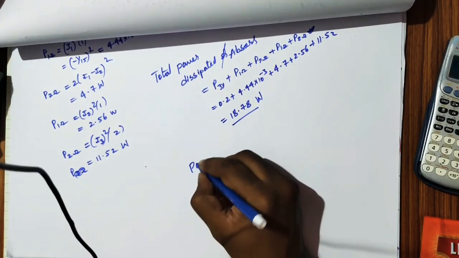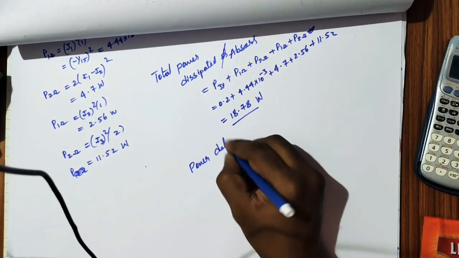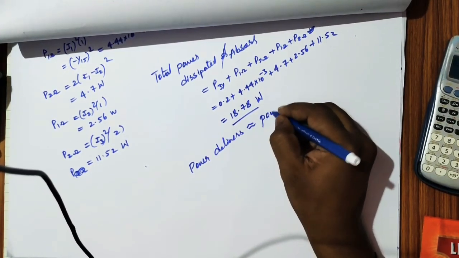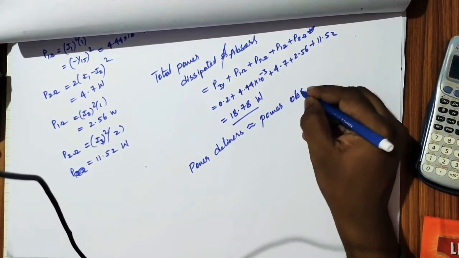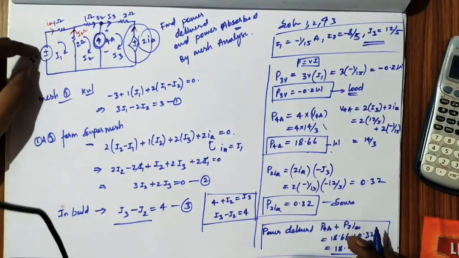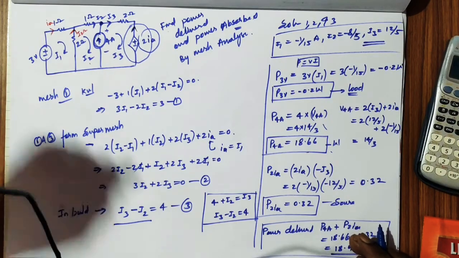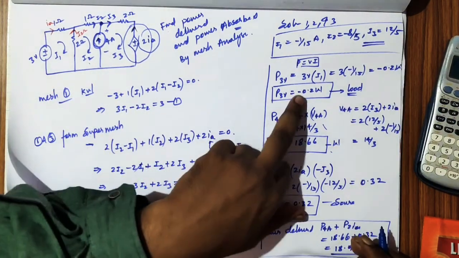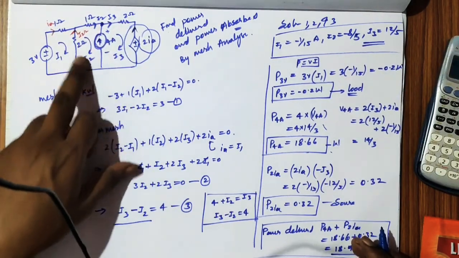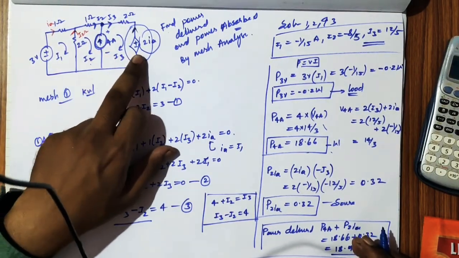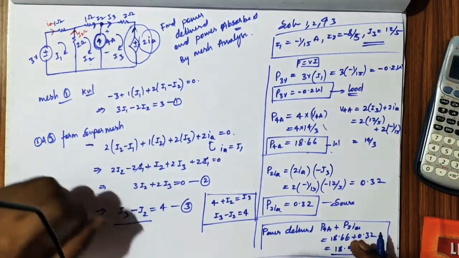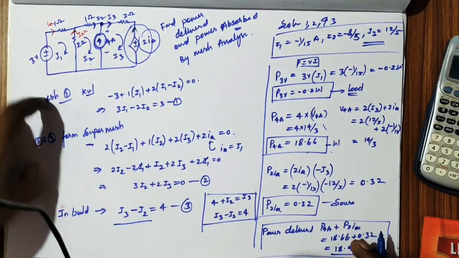Therefore, power delivered is almost equal to power absorbed. So what is the main thing? Even though this is an independent source, it is acting as a load here. You need to answer carefully. The entire power is delivered by this voltage source, this current source, and this dependent source, and this is acting as a load here. So that's why I chose this circuit to explain.